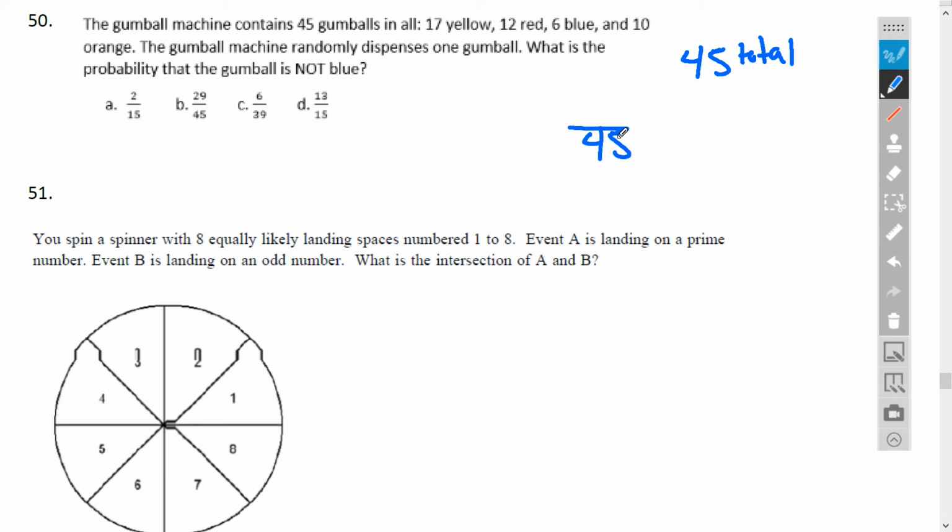Okay, so the total is 45. The desired would be not blue. So 6 of those 45 are blue, so the rest of them would be not blue. So there's 39 out of 45 that are not blue. And this simplifies to 13 over 15. So letter D.